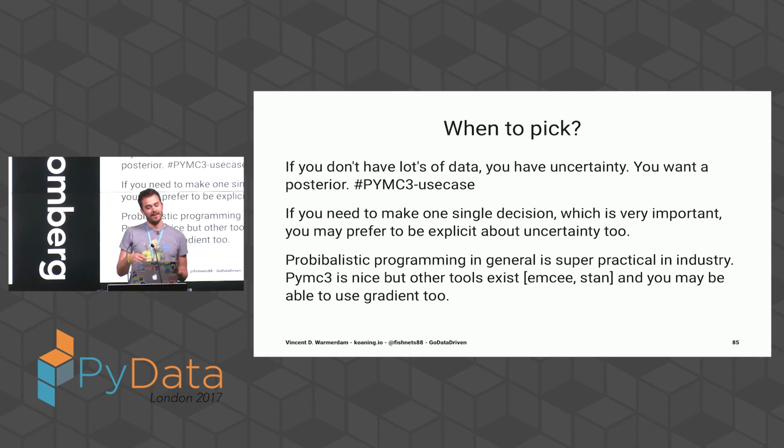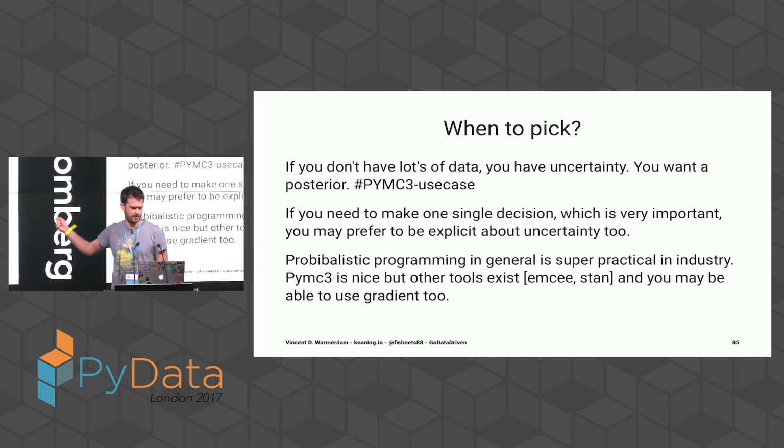Anyway, if you don't have lots of data, PyMC3 has a nice use case, because there's uncertainty and you want to do something with your posterior distribution. Also, if you need to make one single big decision, so you're going to do a large simulation and you want to make one decision where there's lots of risk involved, then too it makes sense, because you want to be very explicit about your uncertainty.